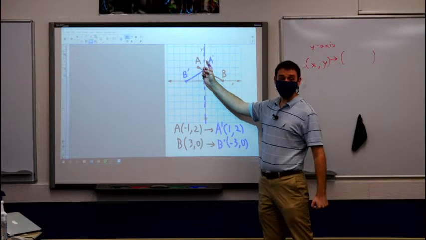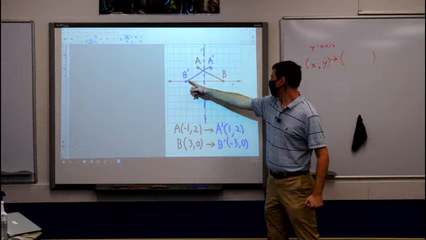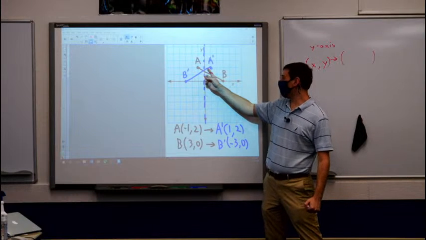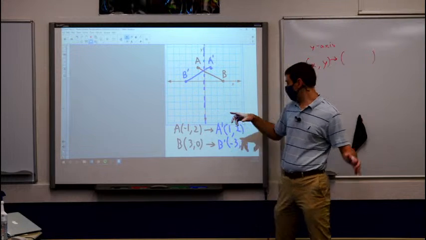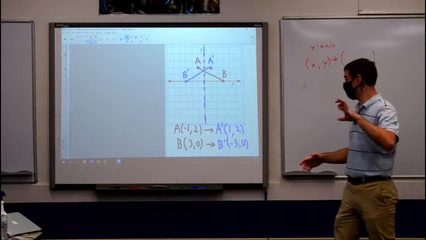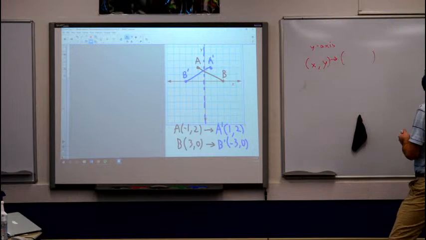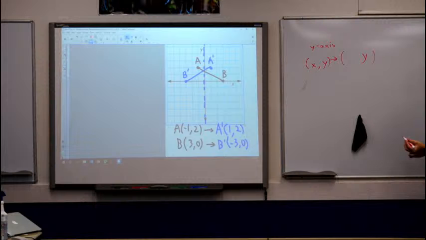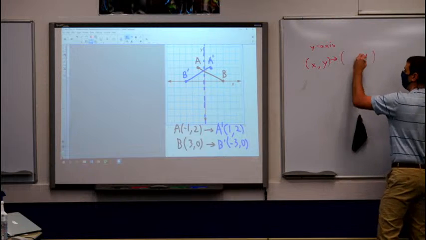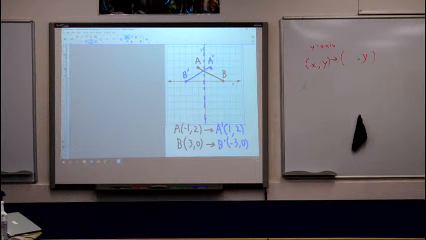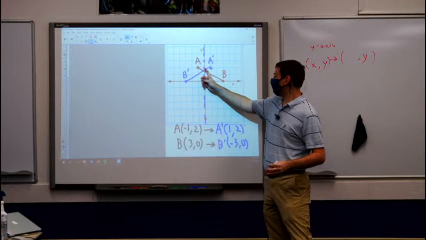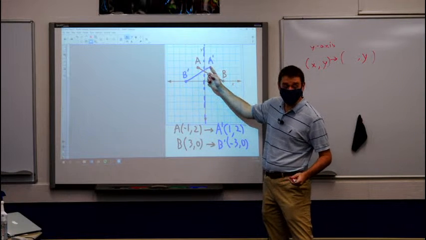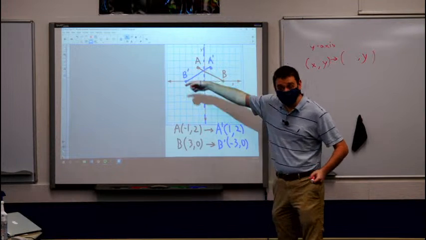The x coordinates did change. The y coordinates moving up and down, well, A didn't move up or down, B didn't move up or down. So the x coordinates change, the y coordinates stay the same. So the y coordinates don't have to do anything. The x coordinate changed. If it went to the left, now it went the same distance but to the right. If it went to the right, now it went the same distance but to the left.